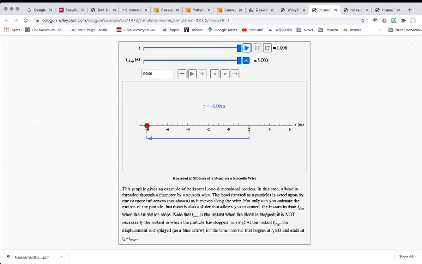Okay, so now we have introduced position on an axis, displacement as change in position along that axis, and average velocity as displacement over time interval. And we've done some practice with that.